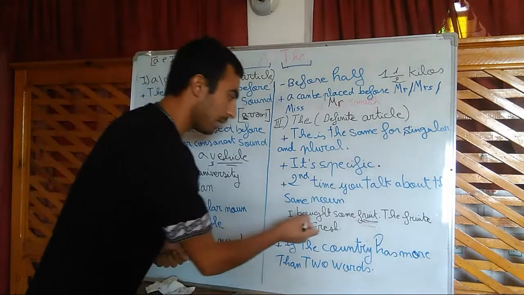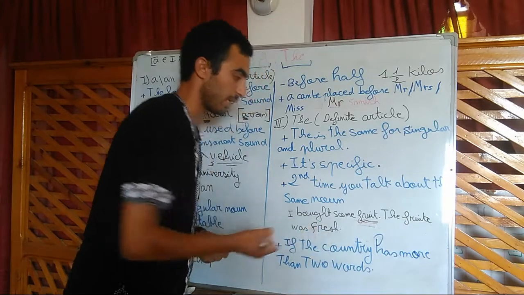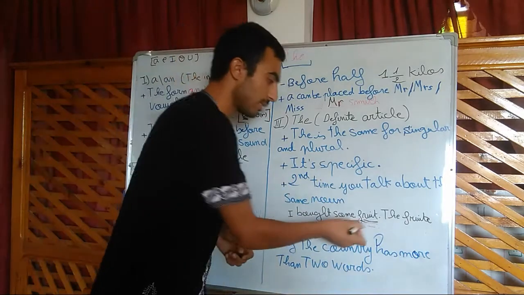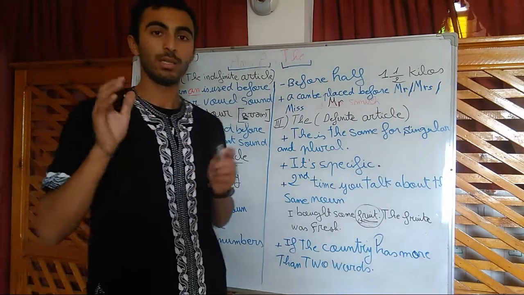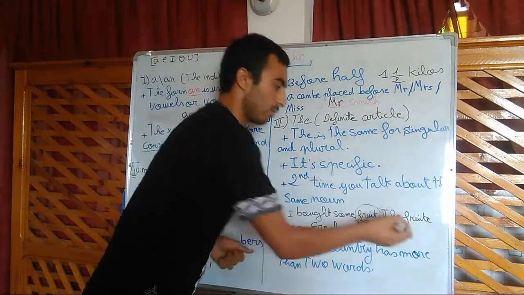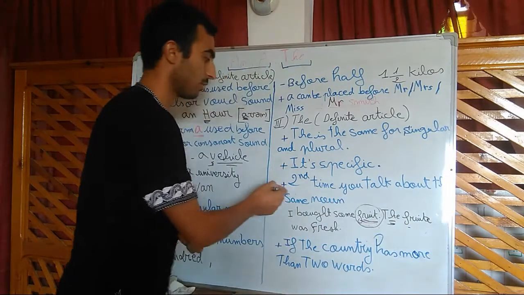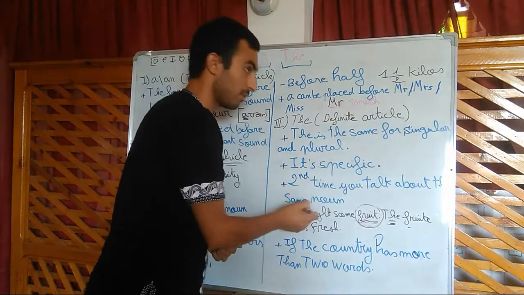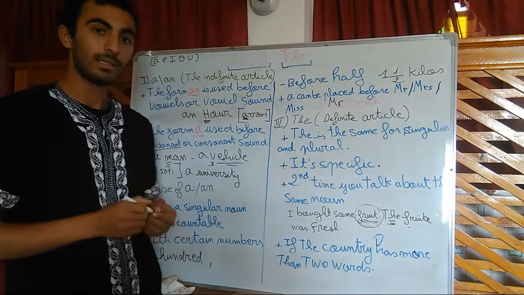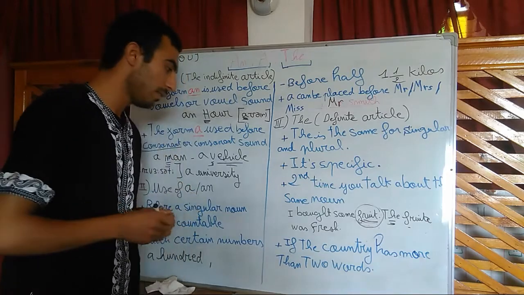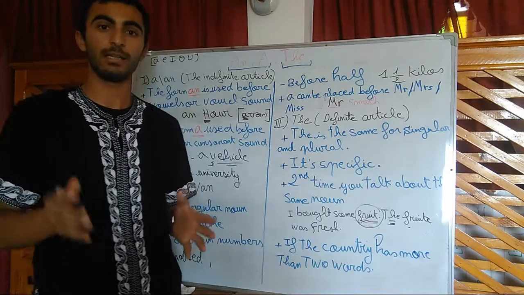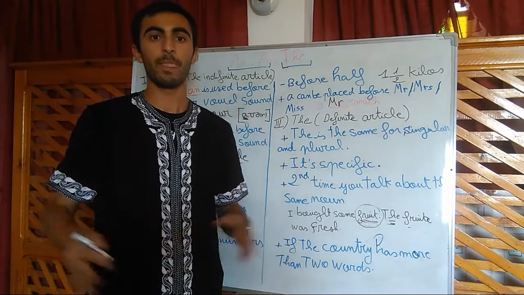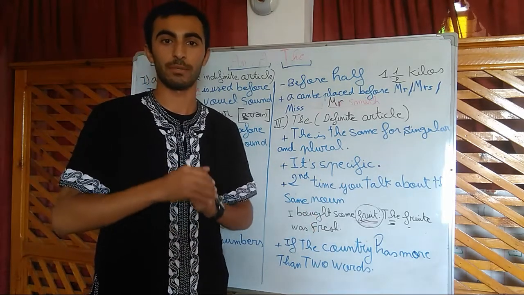For example, I bought some fruit. The fruit was fresh. Here the noun is uncountable, but you should emphasize this noun by using the, as the rule says: the second time we talk about the same noun. The last thing you should know: if the country has more than two words, for example, Las Vegas or New York, or Casablanca in Morocco, for example.